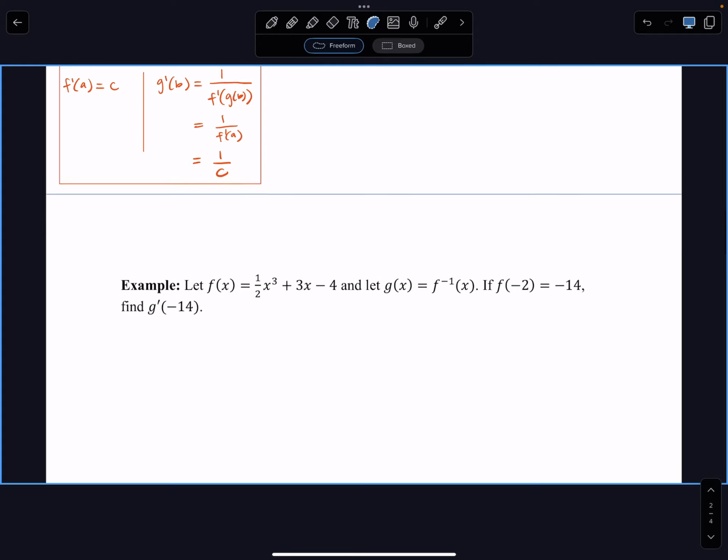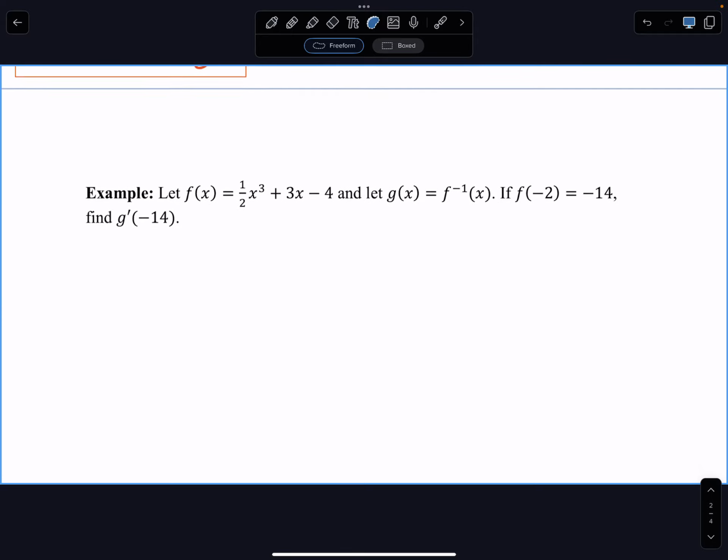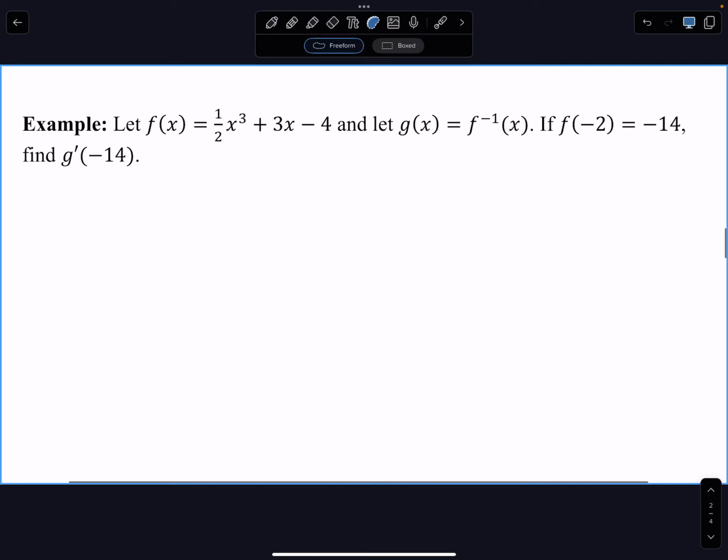All right, so let's look at some of the problems that might come up in your textbook. We have some throwbacks coming your way, you guys. You just wait.